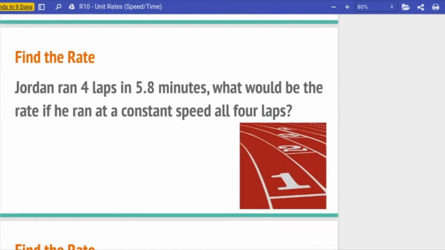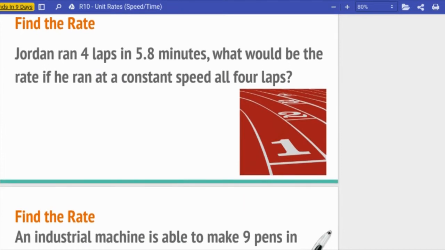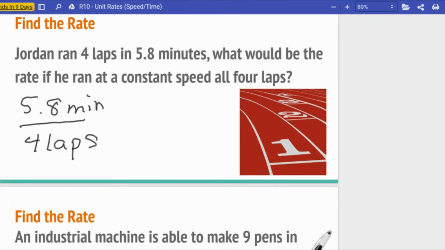So let's get started. Jordan ran 4 laps in 5.8 minutes. What would be the rate if he ran at a constant speed for all 4 laps? So we have a current rate of 5.8 minutes for 4 laps. That's not a unit rate, that's just his rate. We want to find the unit rate, which means we are going to scale it down to 1 lap. If he ran at a constant speed, how fast is he running per lap?